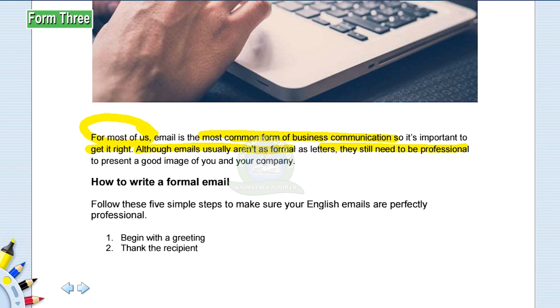Okay, how to write a formal email. This is what we are going to study today. Following these simple steps, make sure your English emails are perfect and professional. So we will look at these steps, inshallah, to write a professional email.